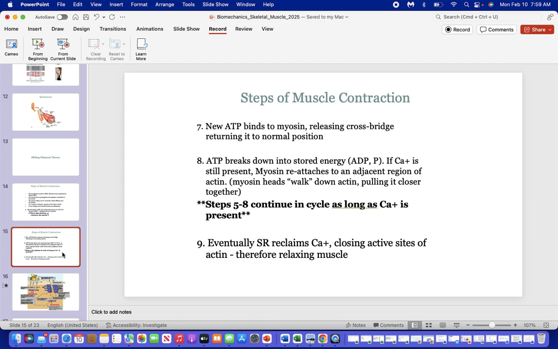The ATP breaks down into stored energy. If calcium is still present, the myosin reattaches to an adjacent region of the actin. So think about the myosin heads like walking down the actin, pulling it closer together. Steps 5 through 8 continue and cycle as long as calcium is still present. Eventually, the sarcoplasmic reticulum reclaims the calcium, closing the active sites of actin, therefore relaxing the muscle.